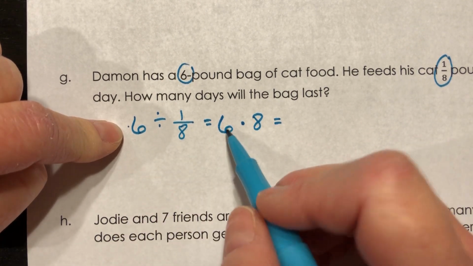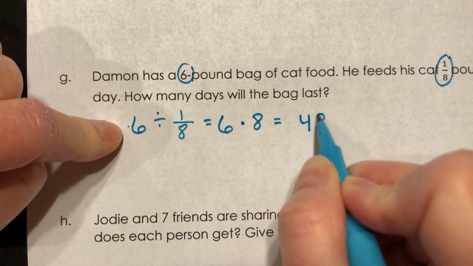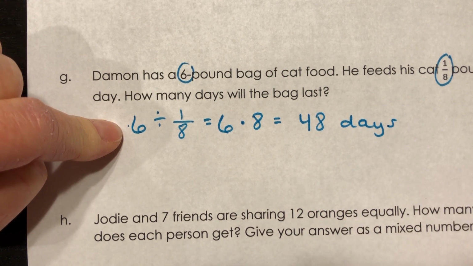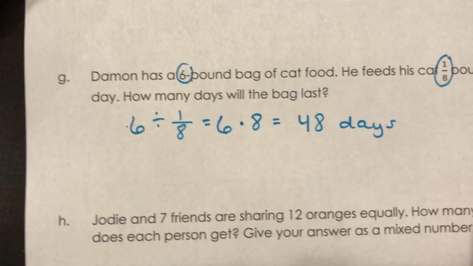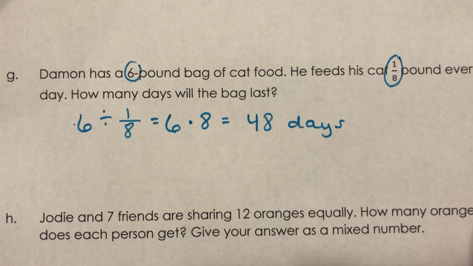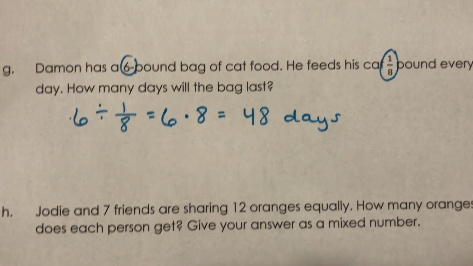6 divided by 1/8 is the same as 6 times 8. So it's going to last for 48 days. It's important to be able to do those kinds of calculations so your pets don't run out of food, right? Then it becomes an emergency.